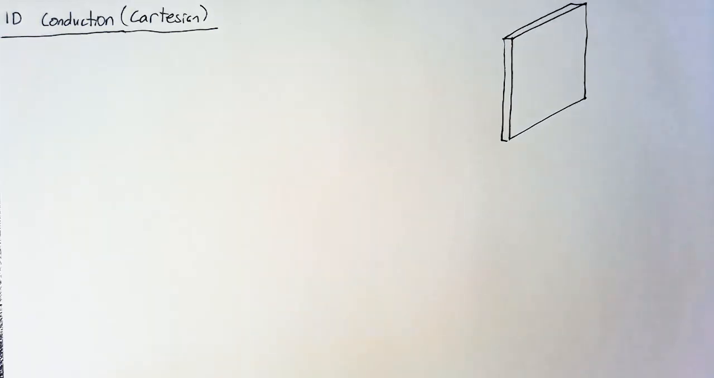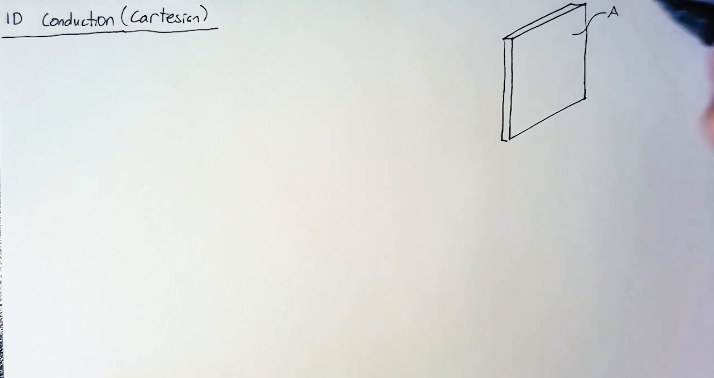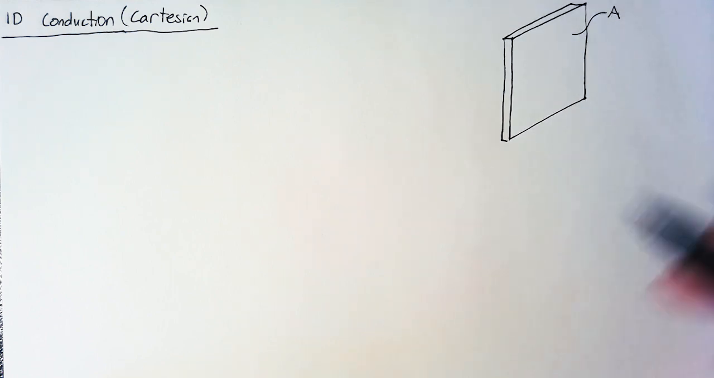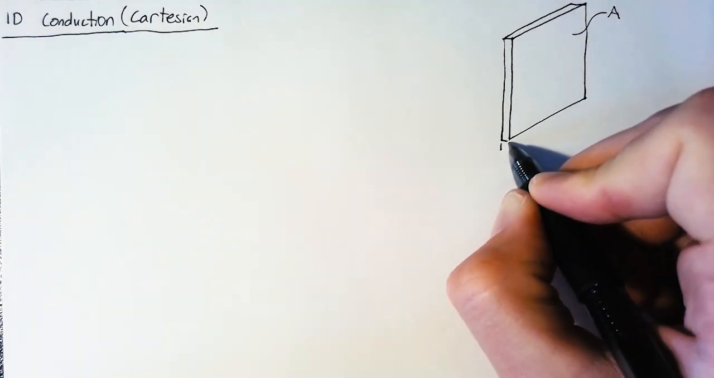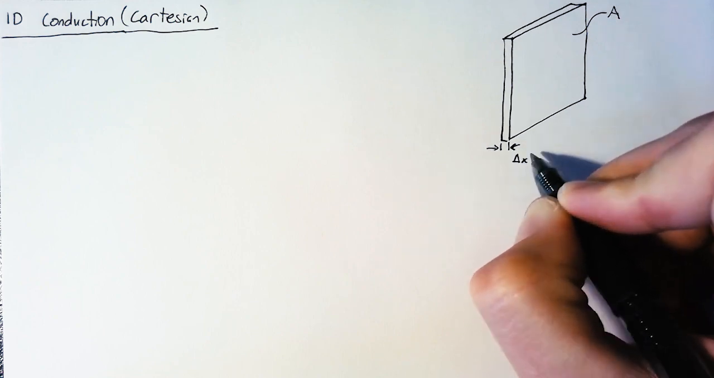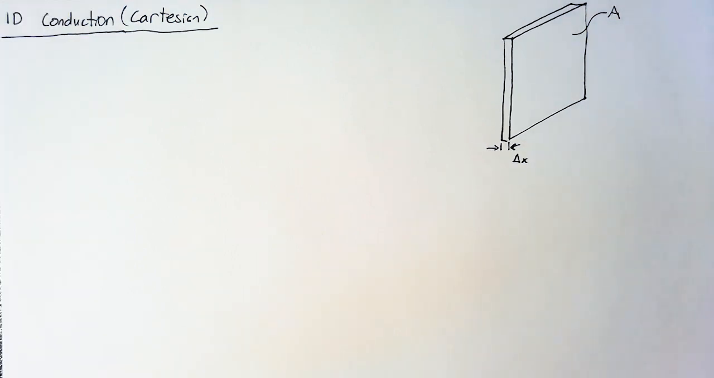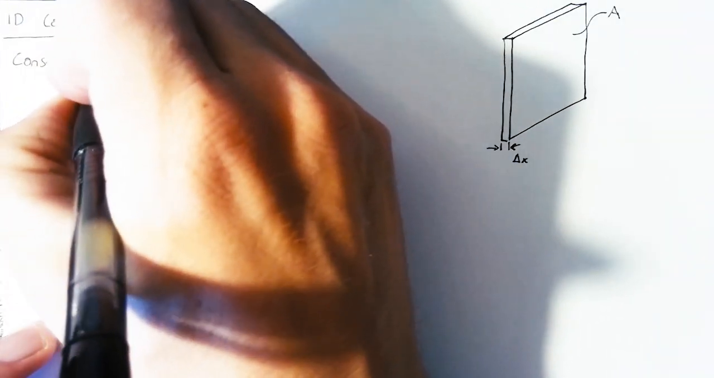So what we can do with this is we can say that this slice has an area A, but the width of this slice is very small. And so we can call this width a delta x, with that delta just telling us that we're looking at a very small region. Conduction and heat transfer is all about conservation of energy.